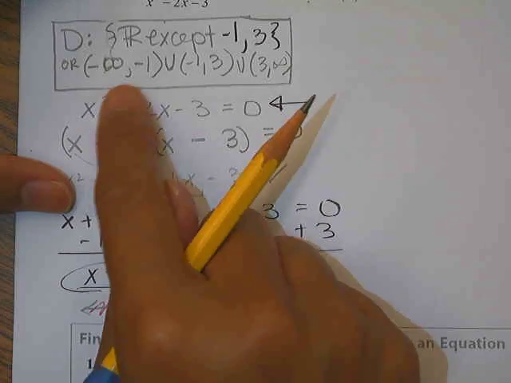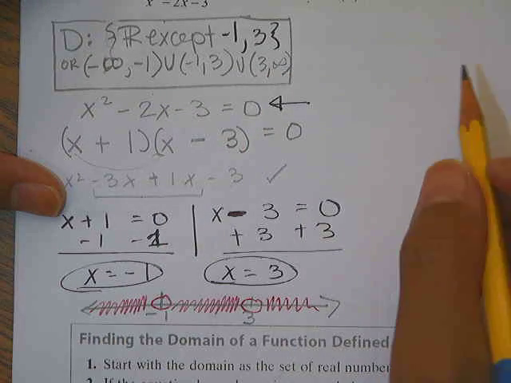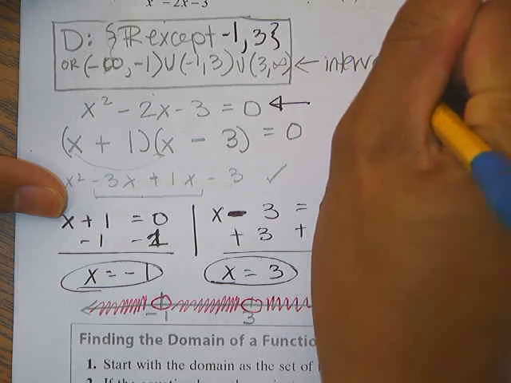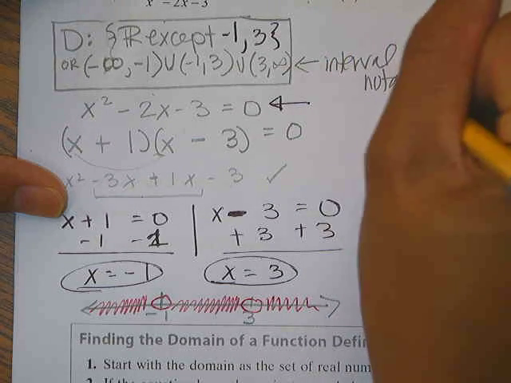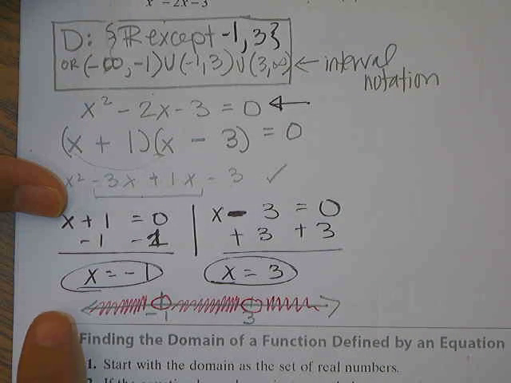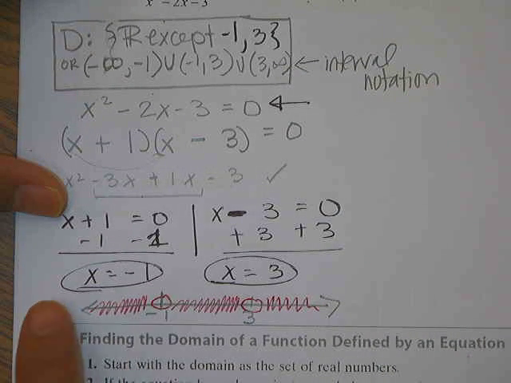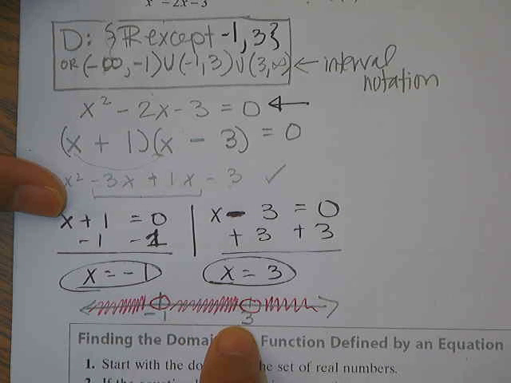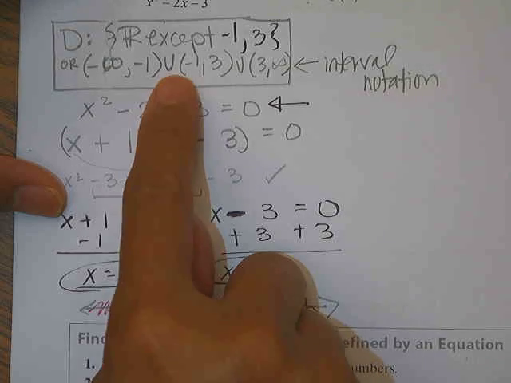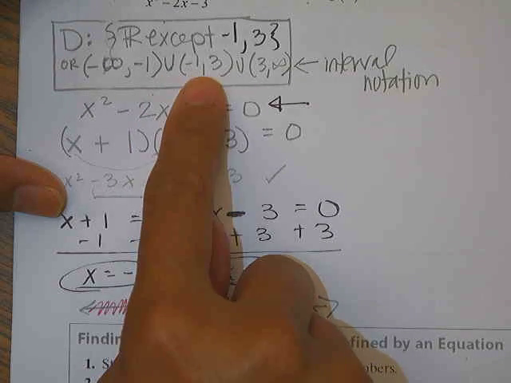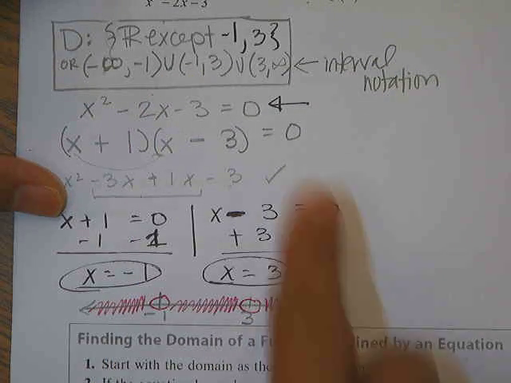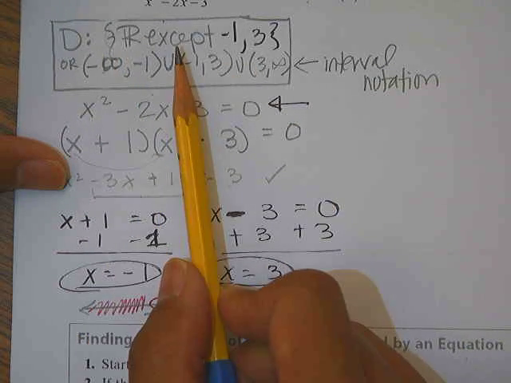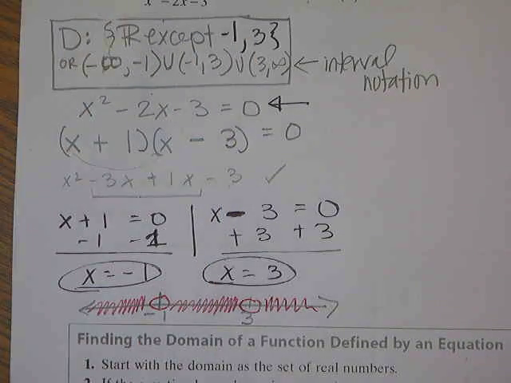So this is a new notation. It's called interval notation. That means I'm saying, hey, the domain is from here all the way to here, -infinity to -1, not including. And then -1 to 3, not including the endpoints because it's a round bracket. And then 3 to +infinity, so that's what it means. Or you can just write it out old school: all real numbers except -1 and +3.